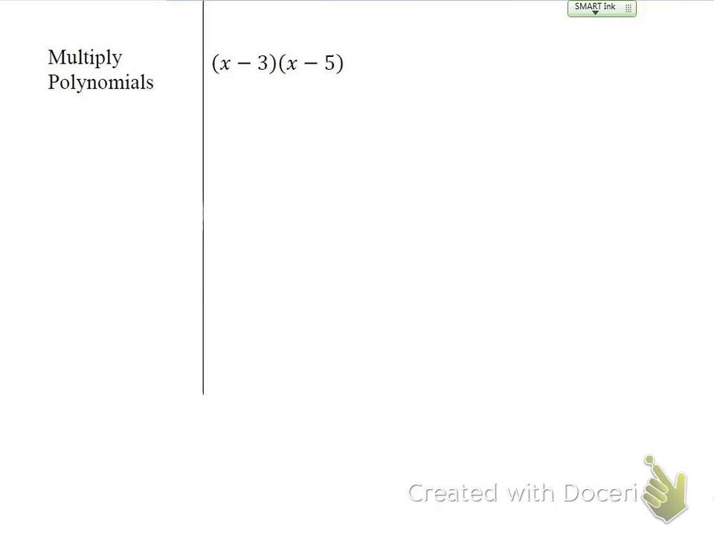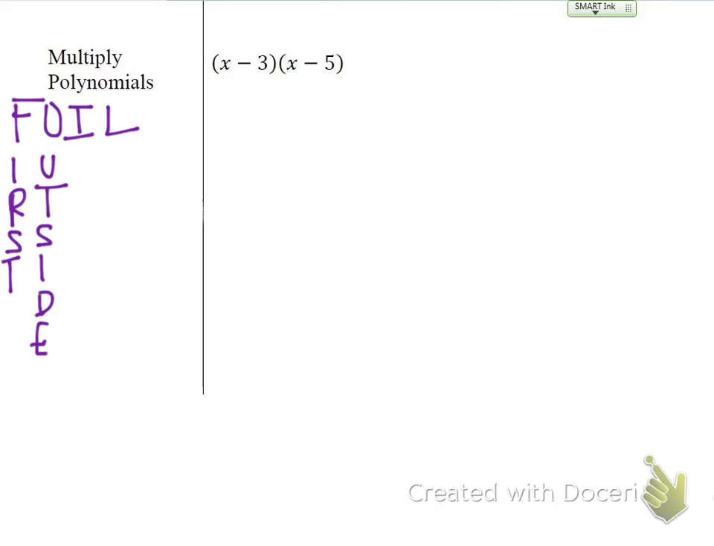How many of you learned the FOIL method? How many of you learned the box method? Okay, so you might have learned both, and then you had to pick your favorite one. I'll go back and forth between the two. Let's start with FOIL. FOIL stands for first, O is outside, I is inside, and L stands for last. So it's telling you how these things are being multiplied.